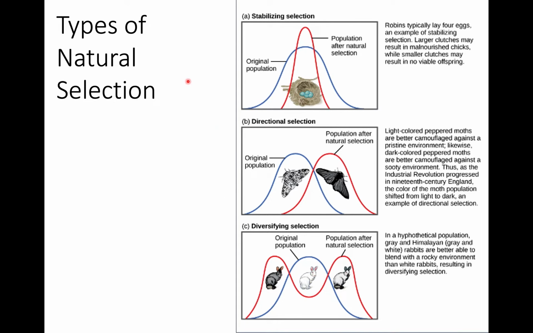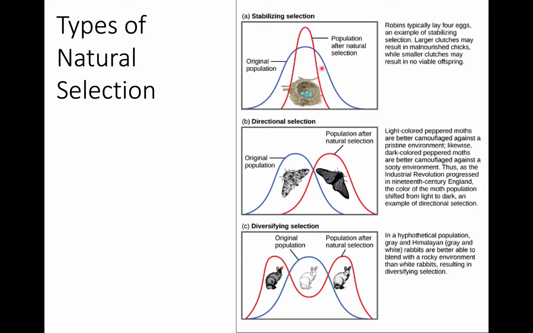Now, natural selection can cause different end results, which we call different types of selection: stabilizing selection, directional selection, and diversifying selection. This all assumes that we're starting with a population that has a normal distribution of characteristics. But then due to natural selection, the middle characteristic becomes reinforced and more common.